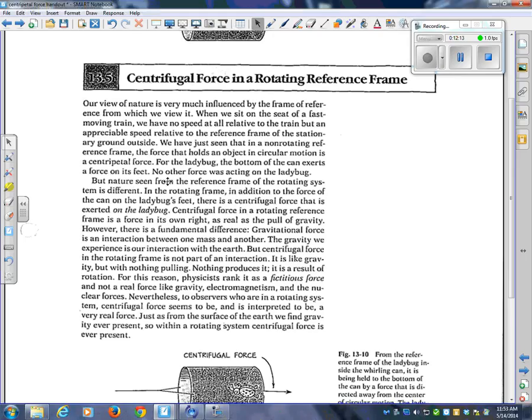Nature seen from the reference frame of the rotating system is different. In other words, if you're in the can, things are different. In the rotating frame, in addition to the force of the can on the ladybug's feet, there is a centrifugal force that is exerted on the ladybug. So this centrifugal force really only exists for people that are in the can, or ladybugs, or whatever they are. Centrifugal force in a rotating reference frame is a force in its own right, as real as the pull of gravity.